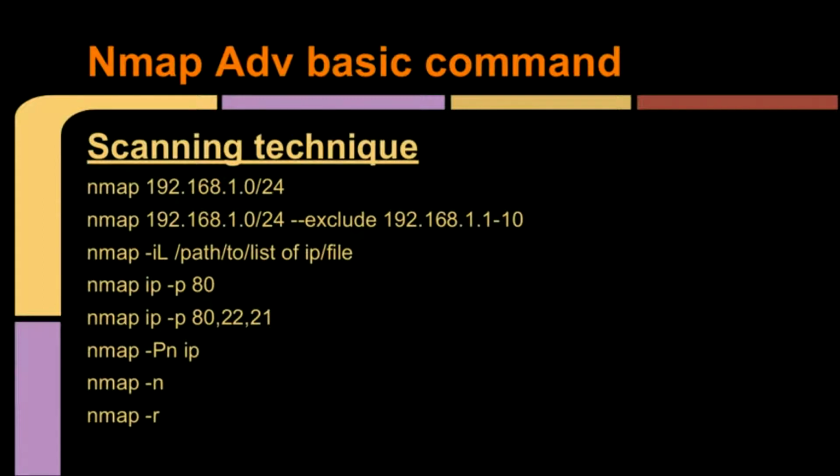Nmap -Pn and the IP address of the machine. The -Pn stands for not pinging the system. Usually Nmap pings the system and then starts scanning. So -Pn stands for not pinging that IP address, and nmap -n stands for not resolving DNS.